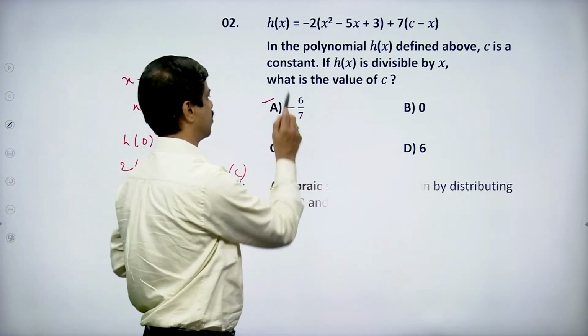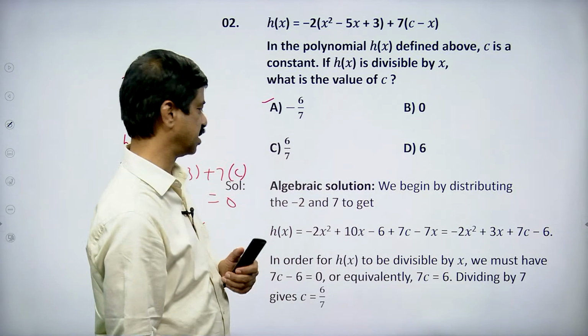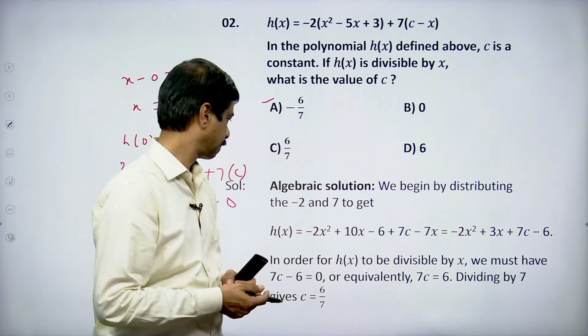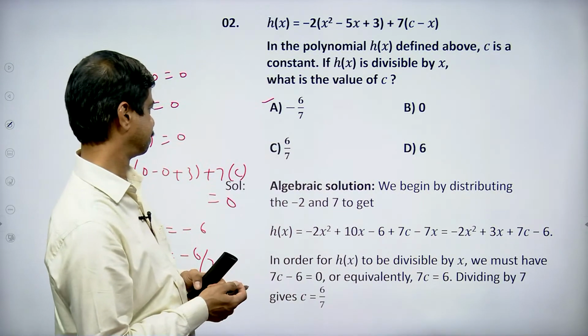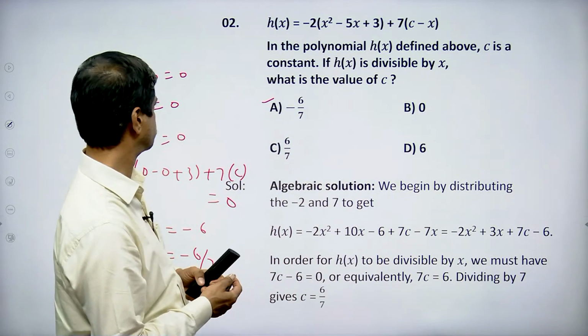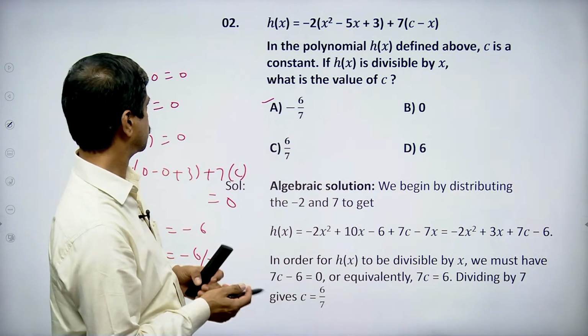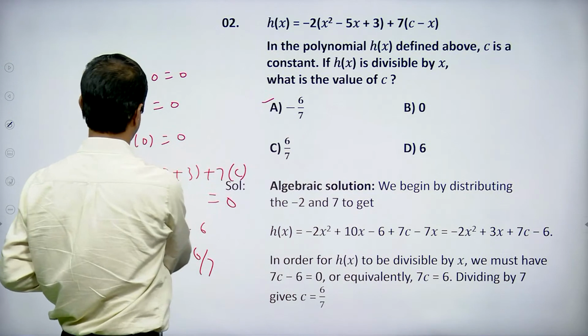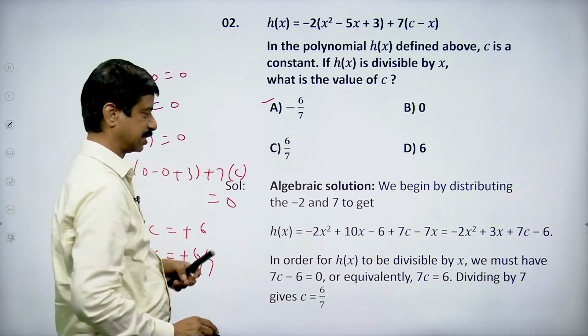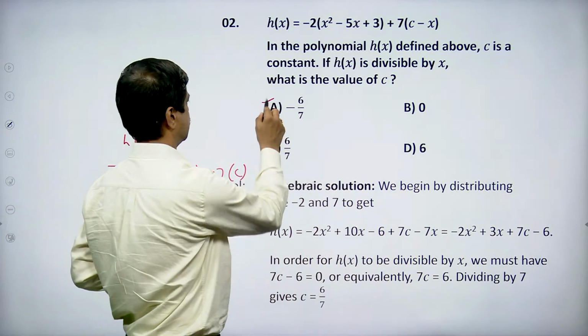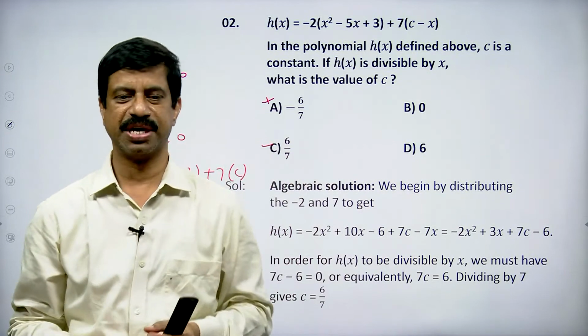So which option do you have? You have option A. Right, children? So please note it fast, quick. Sorry, this is minus 2, no? So minus 6, so this becomes plus 6. So the option is C, not A. Please note it fast, children, quick.